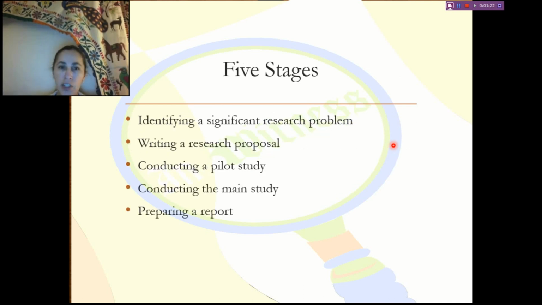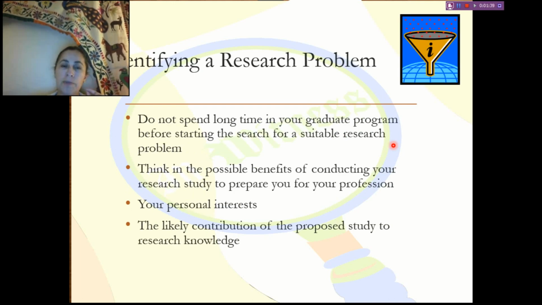There are 5 stages when we write a research. First, you identify a significant research problem. Then you write a research proposal, conduct a pilot study, conduct a main study, and then you prepare the report. But I want to focus on the first one, how to identify a research problem.